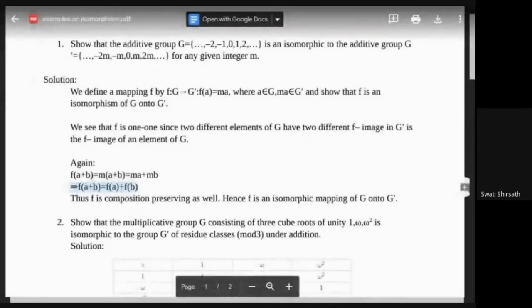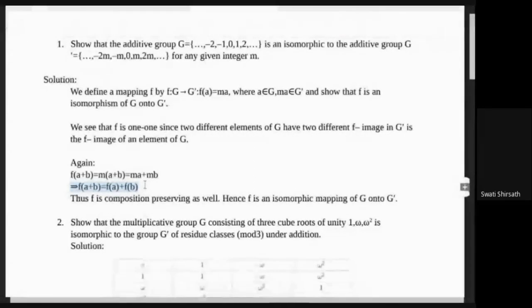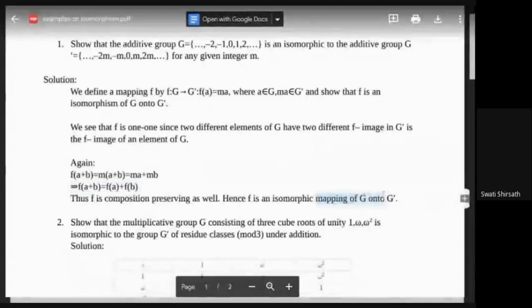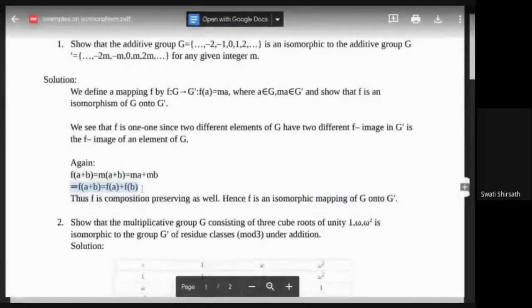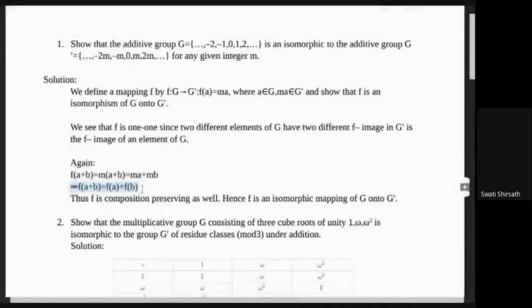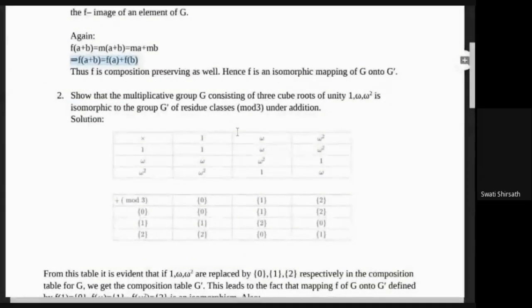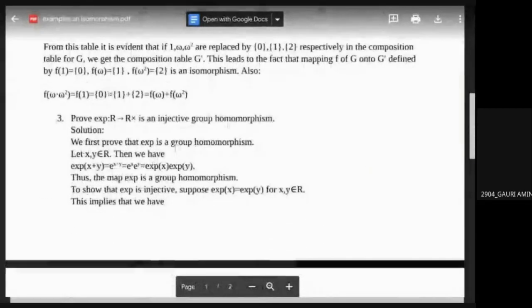So have we proved it? Yes. And hence we are saying that it is isomorphic. So if it is isomorphic, can we say it is homomorphic also? Just forget about one-to-one correspondence. Yes. Just proving this is nothing but homomorphism. Getting this? Okay. Next example.